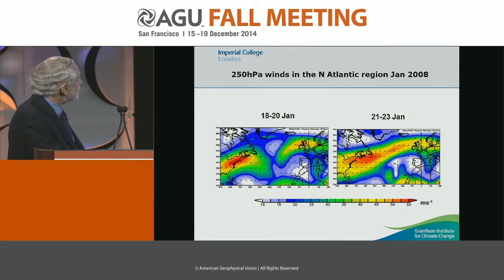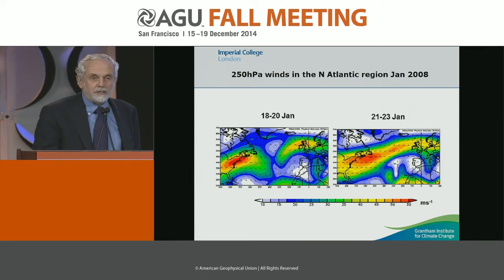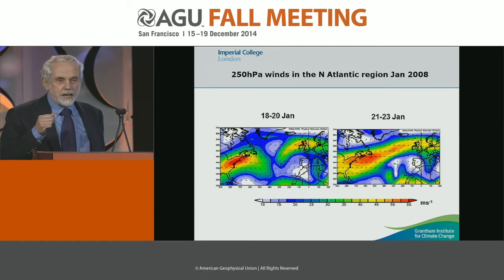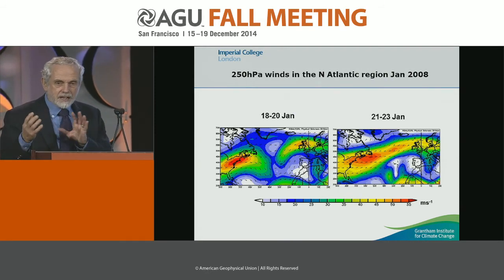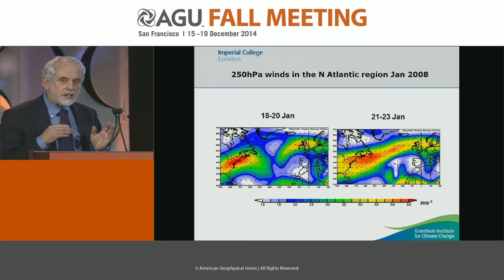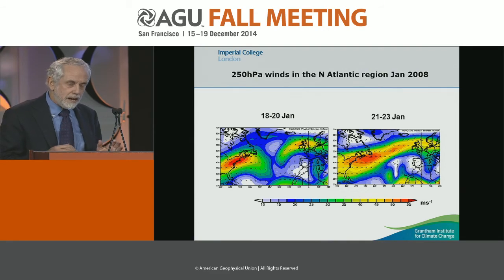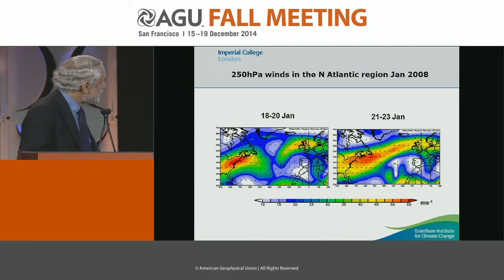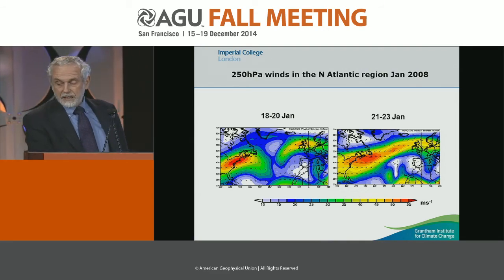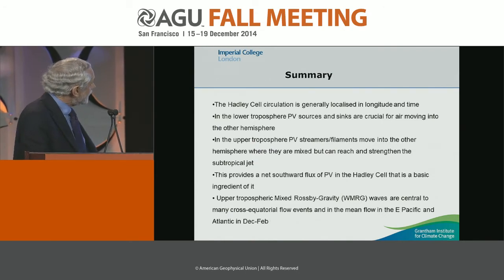looked like this, the 250 millibar jet. And from the 21st to 23rd of January, it looked like this. Now, I haven't proved to you that the streamer that came from the southern hemisphere at the end of that breaking mixed Rossby gravity wave actually induced this, but I think it's pretty sure it helped. So that brings me towards the end of my story now.